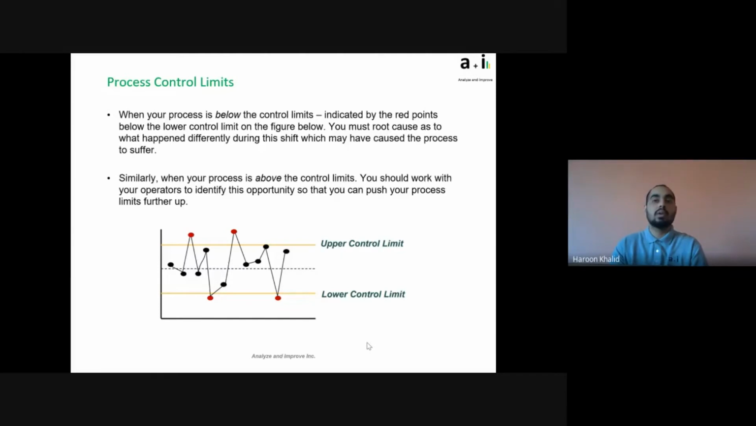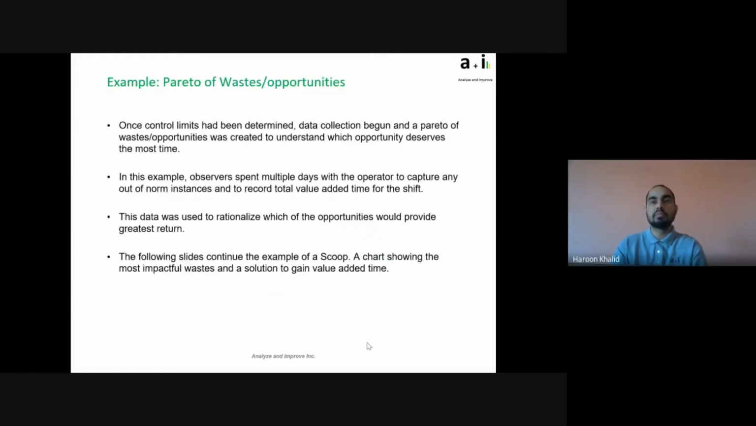Similarly, if you are above the process control limits, you should have your operators or your observer try to understand what was the opportunity there, what happened differently. It could be perhaps that we cut some corners that day, which helped us exceed expectations, or maybe there is an opportunity there that we hadn't noticed before that we may want to adapt into the process so we can continue to exceed those expectations and then push our process to the next level of improvement.